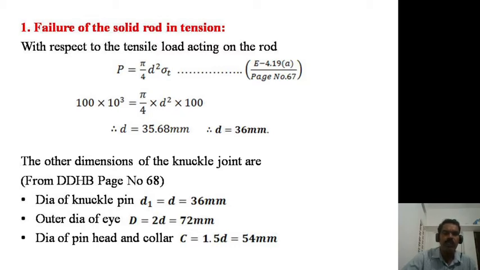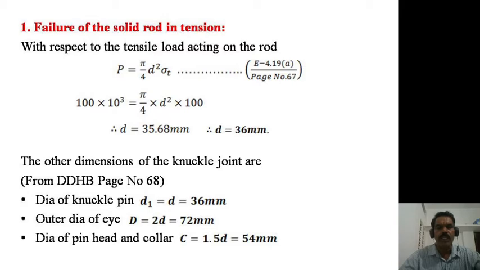Actually we know the basic formula, stress is equal to load divided by area. Therefore load is equal to area into stress. Load P is already given in the problem, that is 100 into 10 to the cube. That is equal to area. Area means area of the solid rod, therefore pi divided by 4 into d square into 100. So that is sigma t is equal to 100, which is already given in the problem. Therefore in this equation we have to calculate d.